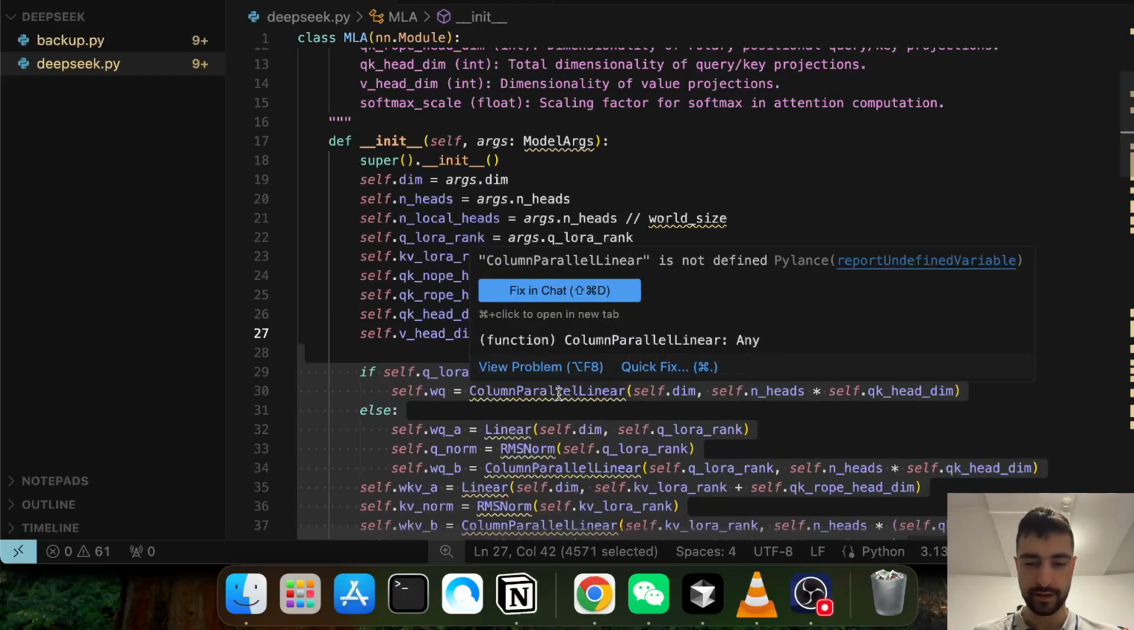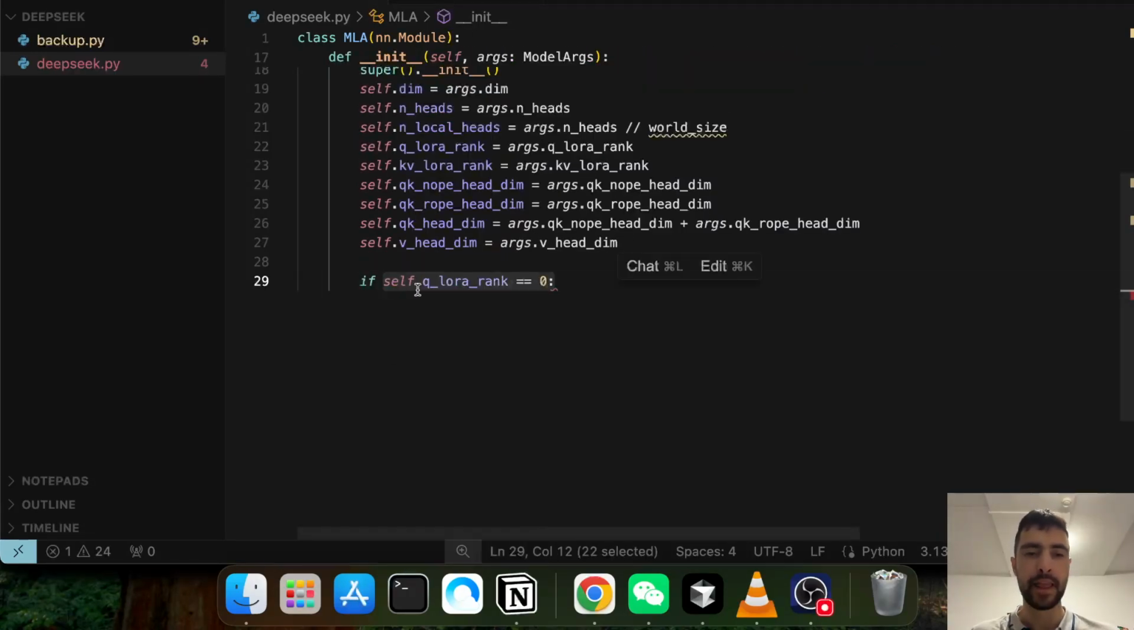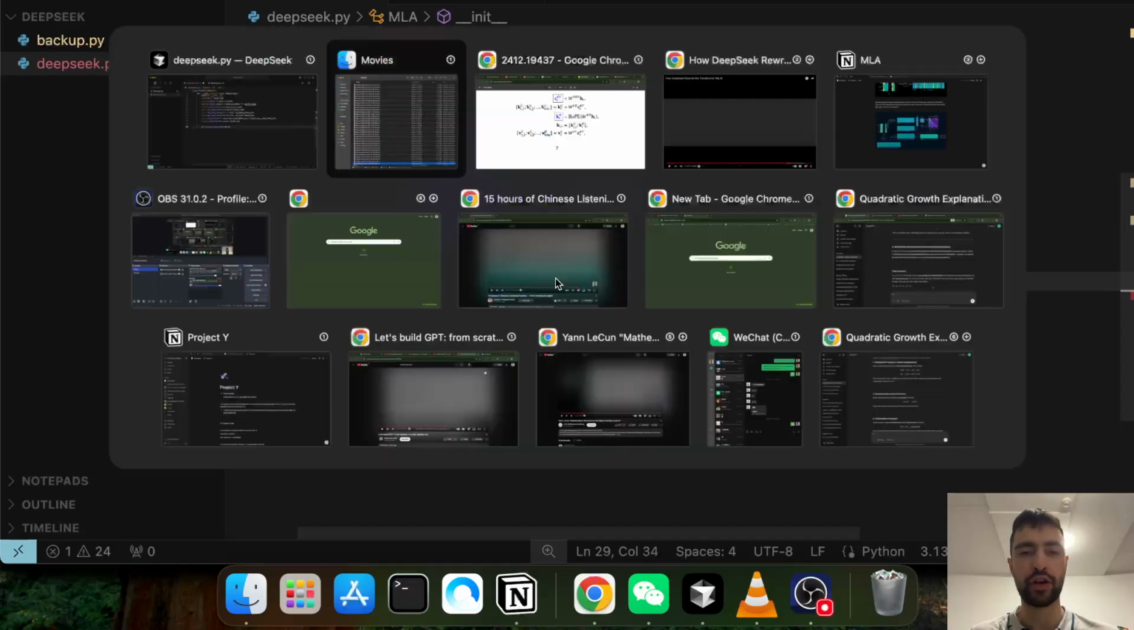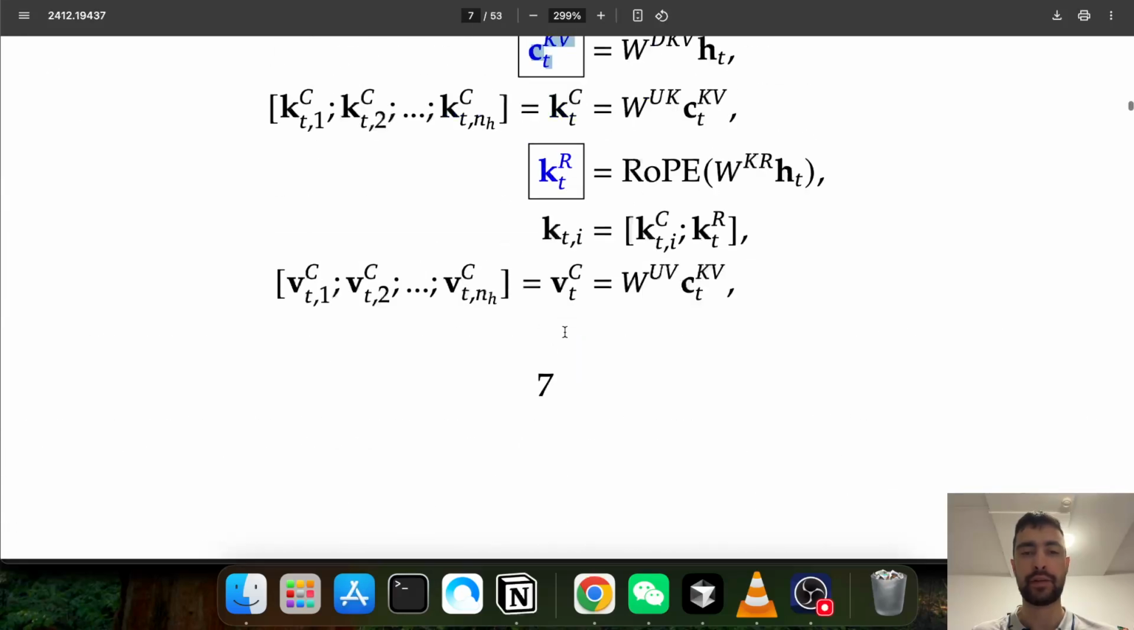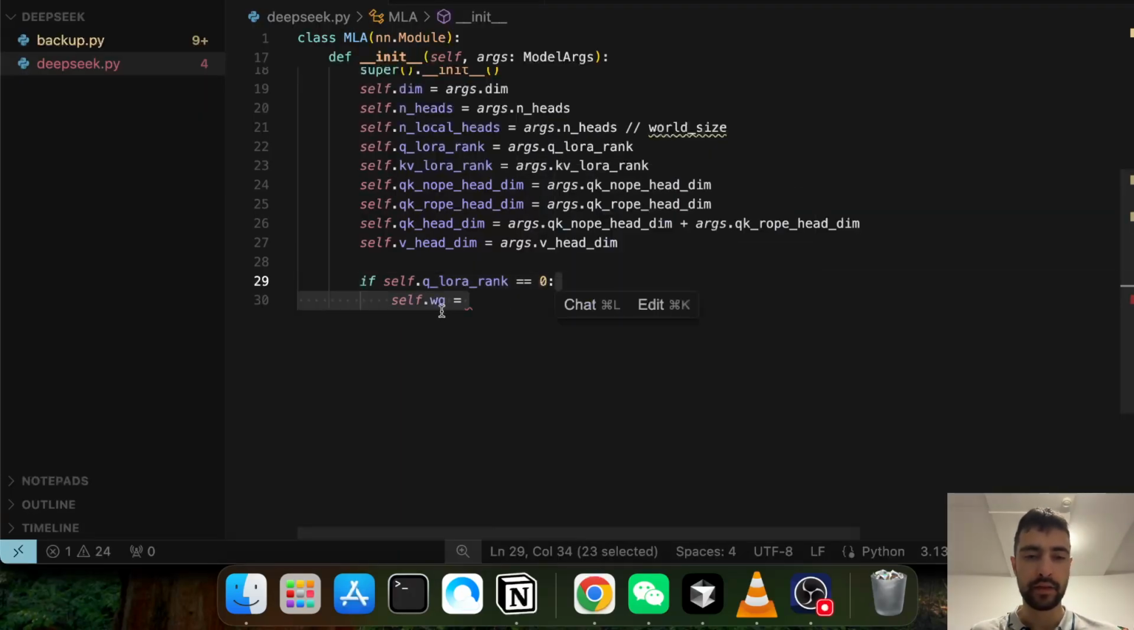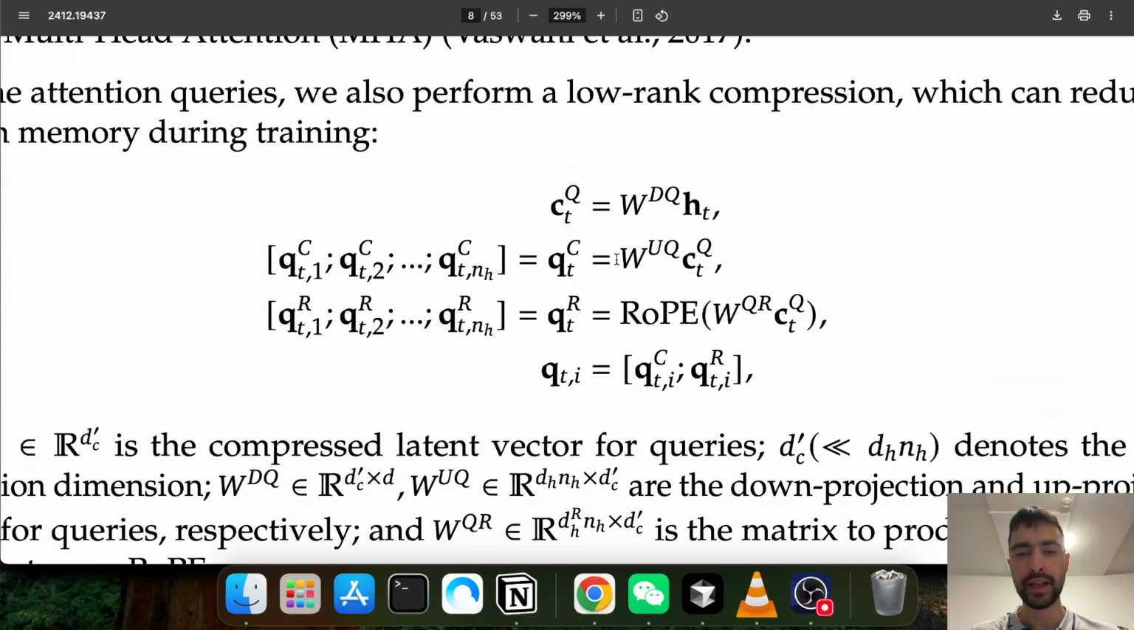Okay, where am I going? So then, if self LoRa rank is 0, so if we don't want to use the thing that they just invented in this paper, the latent representations, then we will calculate weight. We will define weight Q matrix, which is going to convert from the vector directly to this query. So this is how it works without this multi-head latent attention that DeepSeek invented. If you don't want this part that DeepSeek invented, you just go from here to here directly.